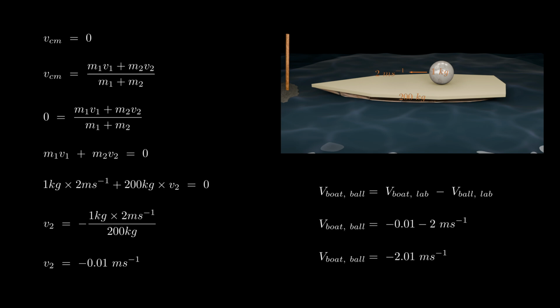This result indicates that from the perspective of someone moving with the ball, the boat is moving in the opposite direction, at a velocity of 2.01 meters per second. For a more detailed explanation of this concept, and to see it demonstrated visually, please refer to my previous video.